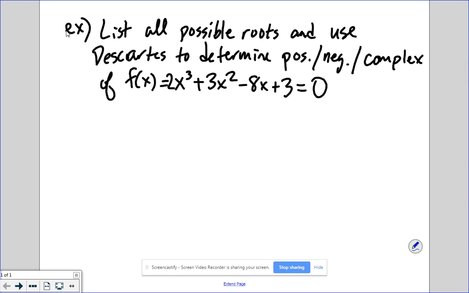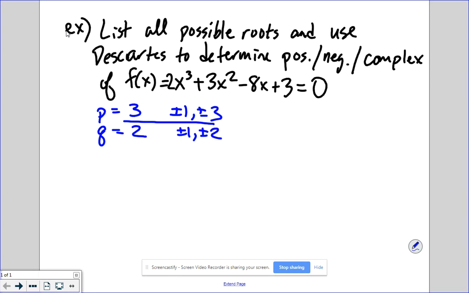All right. What is my P? What is my Q? So, we have to list all the factors of P and all the factors of Q. Well, P is just plus or minus 1, plus or minus 3, and Q is plus or minus 1, plus or minus 2.